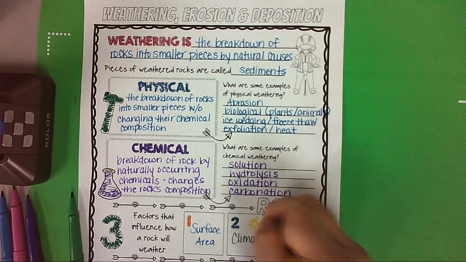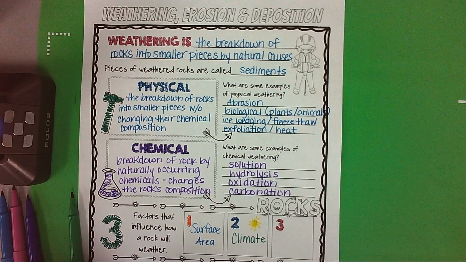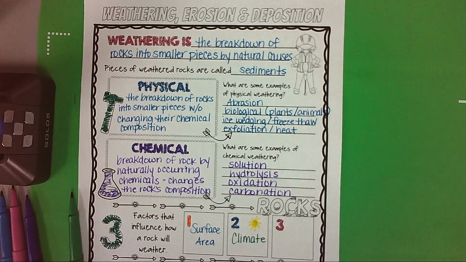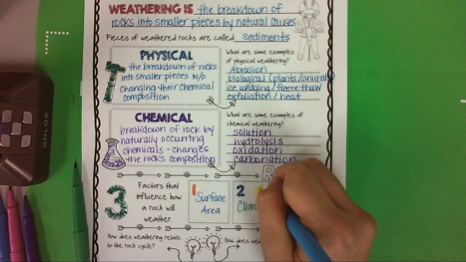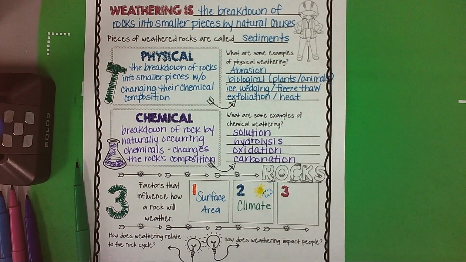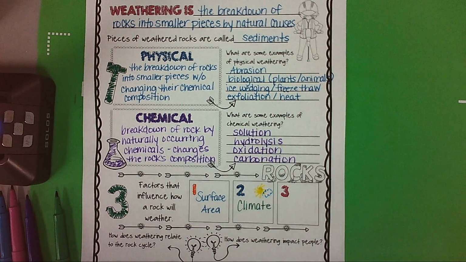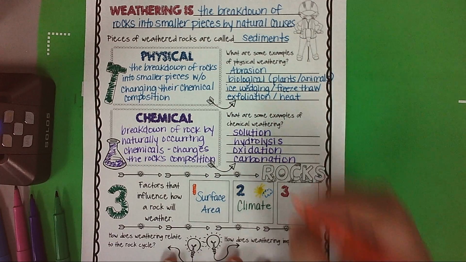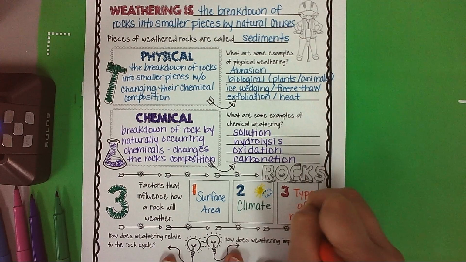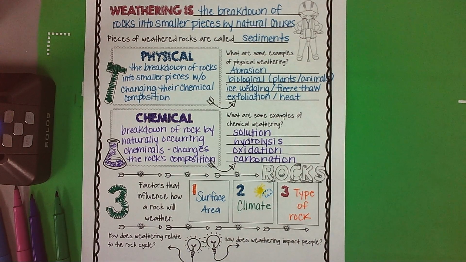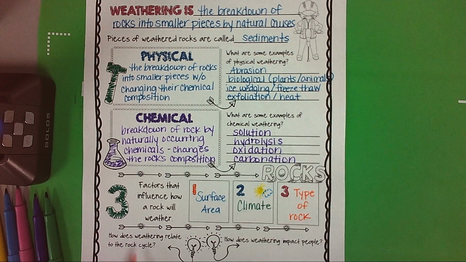Alright, so I'm going to put a little sun here to make you hopefully think of temperature. Alright, maybe I'll do some clouds. Alright. So climate also affects how a rock will be weathered into pieces. Alright, and the type of rock. And we will talk about all the different types of rock. Alright, so let's look at this question.